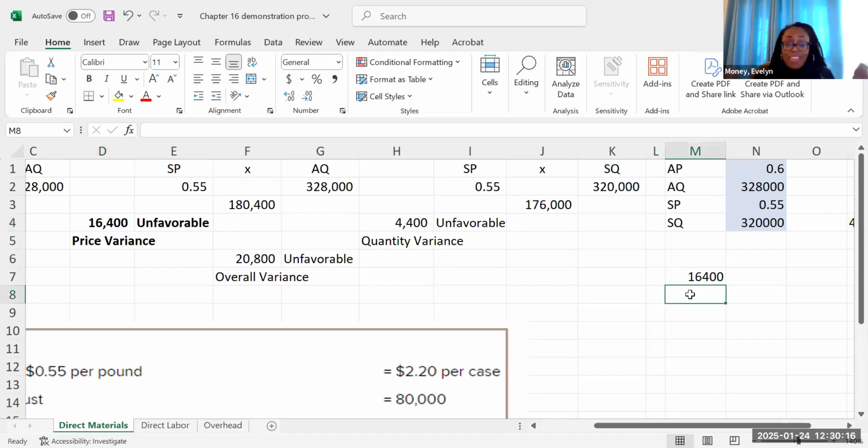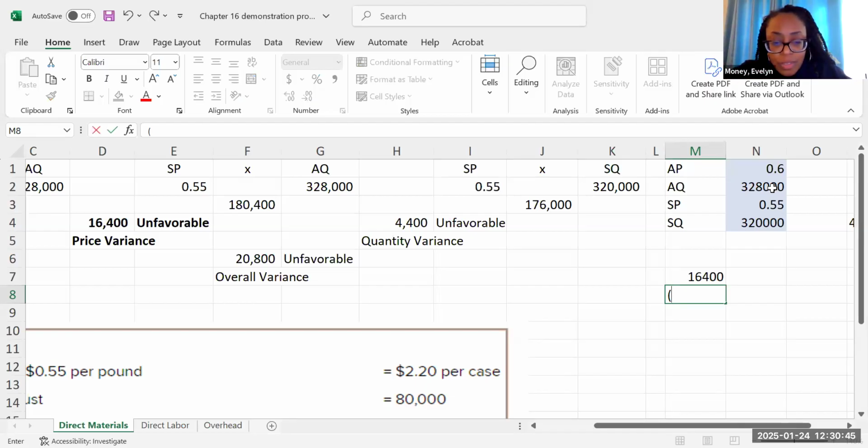Now let's do this same thing with the quantity variance. With the quantity variance, my common denominator here is standard price. So whatever I do, I'm going to multiply it by standard price. Now, with quantity variance, I wanted to use 320, but I ended up using 328. So I always want to take my actual and subtract out the standard. So I know I used 8,000 too much. So 328. Oh, I forgot my equals.